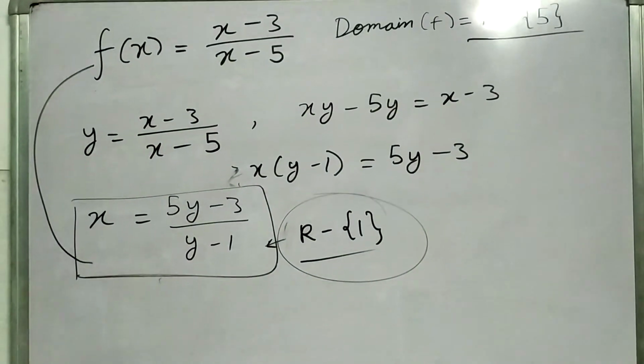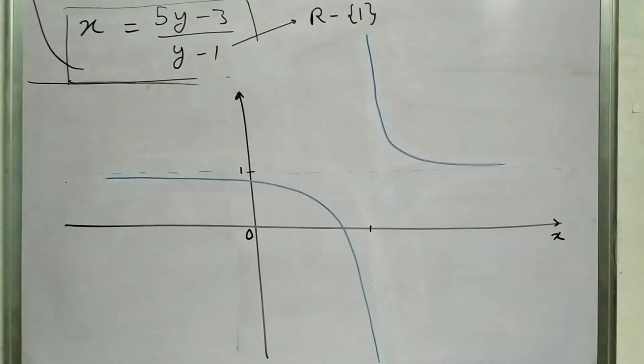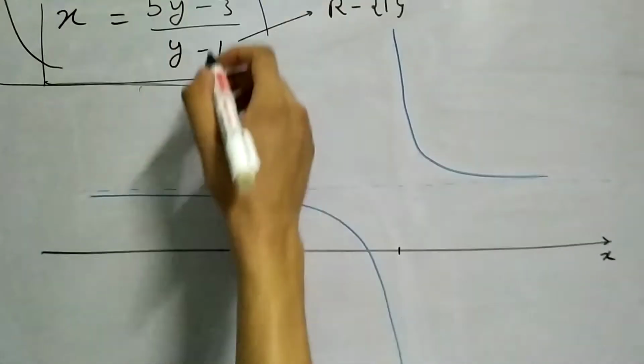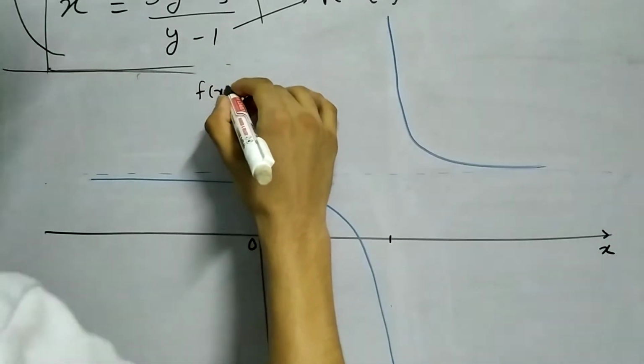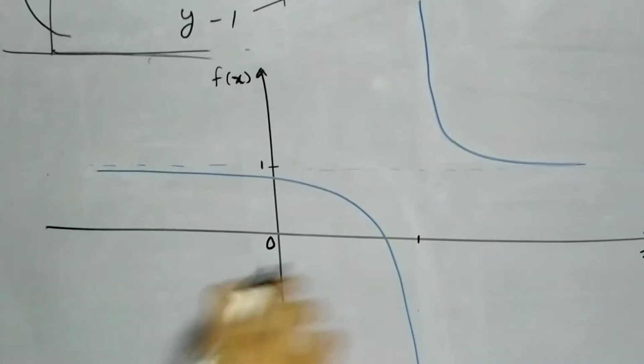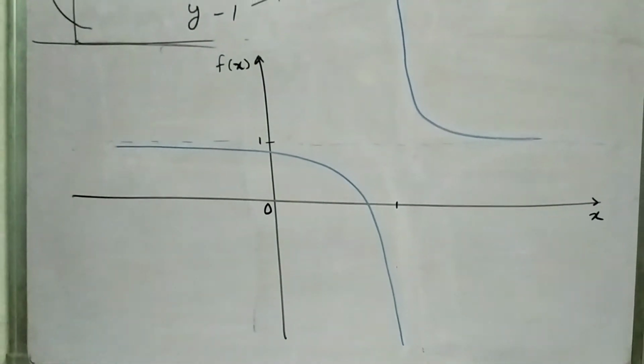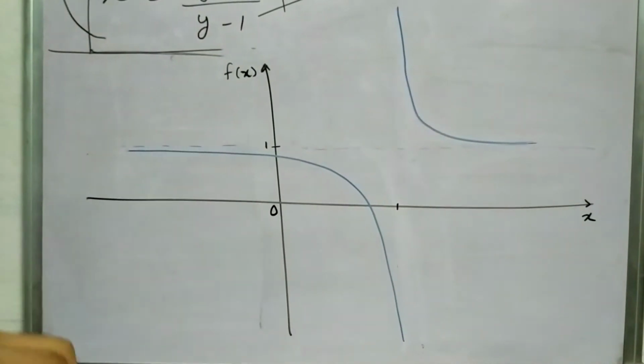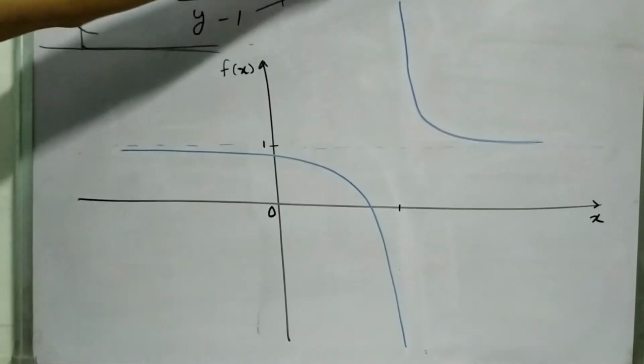Let me draw the graph of this function. So this is how the graph of f of x versus x looks. Now take a minute to understand this. See the domain.